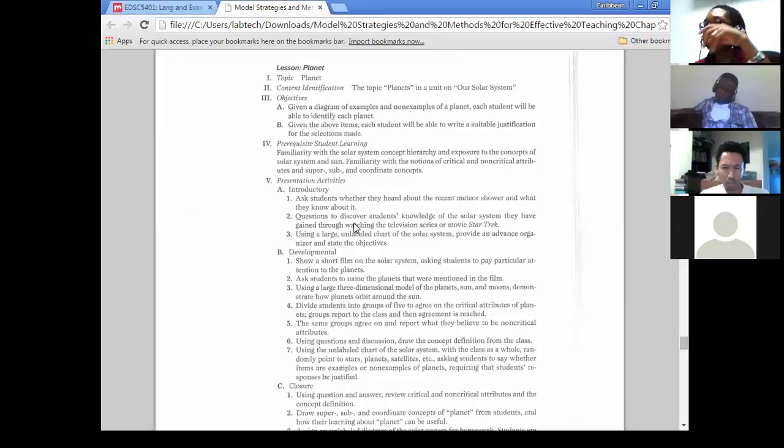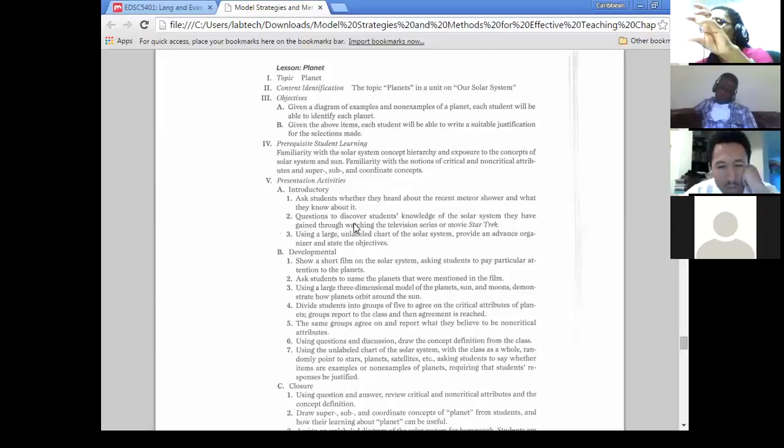Anything else? Well, the Star Trek point is a good point, because we're not all Trekkies. Some of us are, but some of us are not. So they could show a video clip. Yeah, a video clip, right? Video clip of Star Trek or something like that. A short clip to show something. Yeah, a short clip. Yeah, fine.